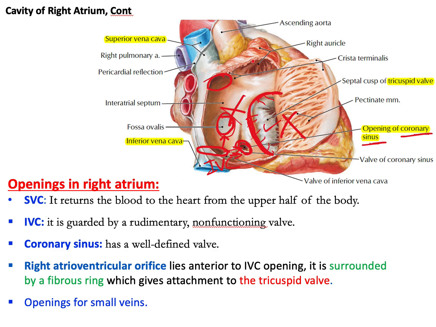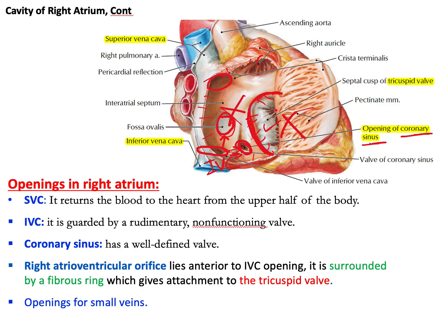Also, just to know, some tiny amounts of blood can return back to the right atrium itself by small veins in its wall.